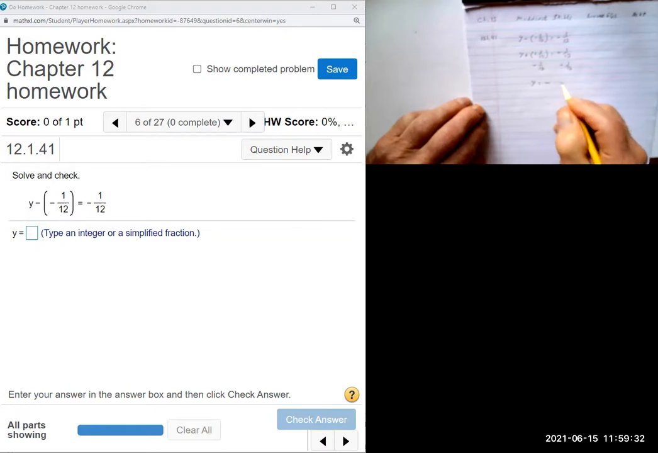Adding like signs, we're going to get negative 2/12. That, of course, reduces by 2, so it's negative 1/6. And that is a simplified fractional answer.